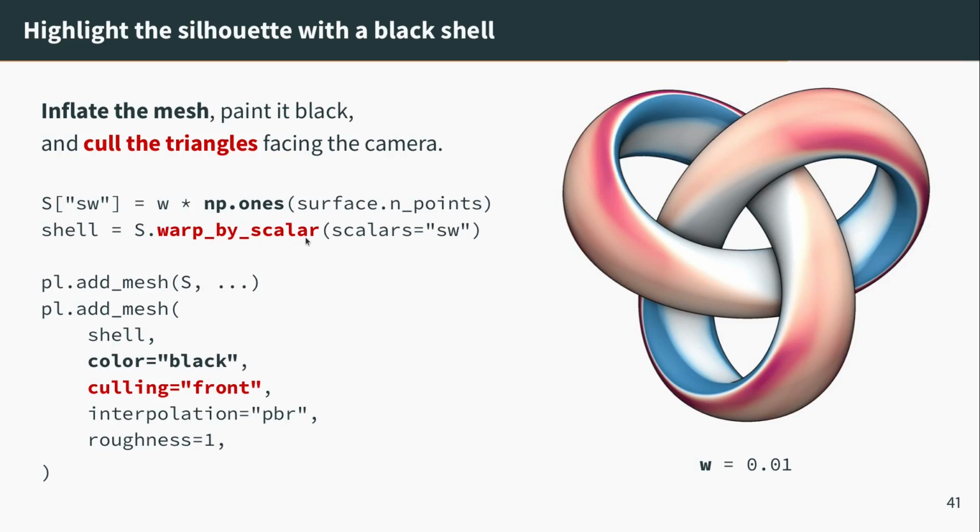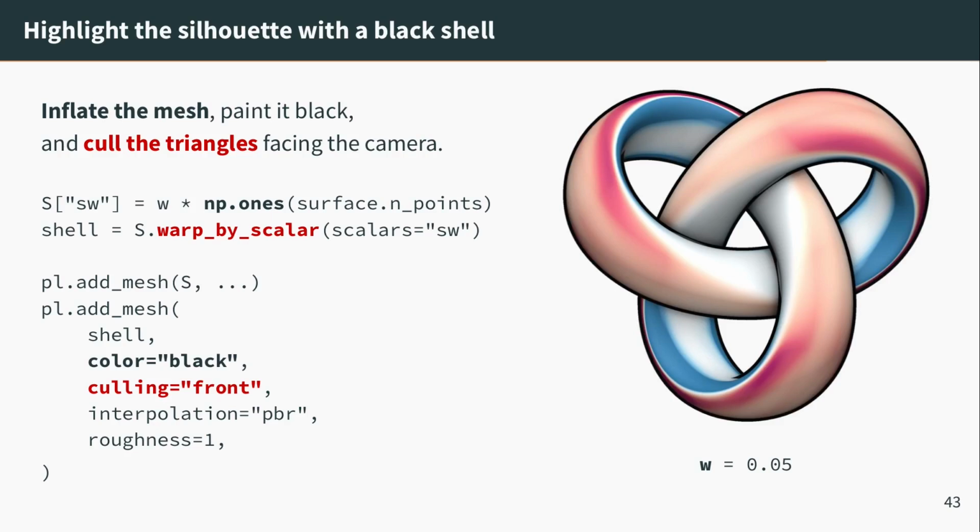When I warp by scalar, by default, it's going to change point coordinates by a factor along the normals. To specify a constant factor, I just create a scalar field which is equal to W times 1 for all points. So I create a vector of W's, and then I warp by scalars using the name of my vector of W's. This is to create my shell. And then I just display my shape. I also display the shell with black color, I cull the front thing, and then I get this. Then, for instance, I can increase the width of my shell, and you get this type of rendering. Here it's a bit too much, but personally, I really like this one, for instance.